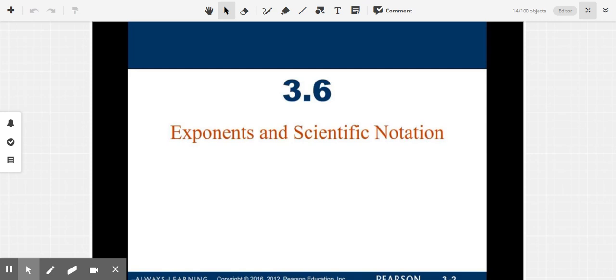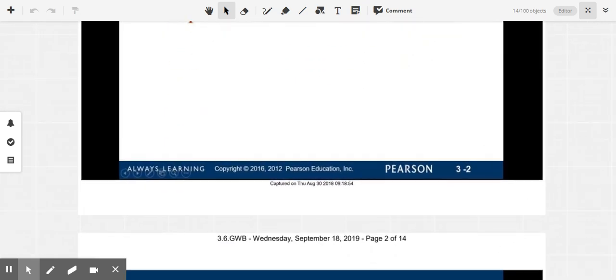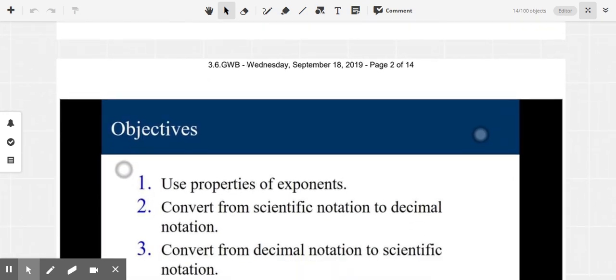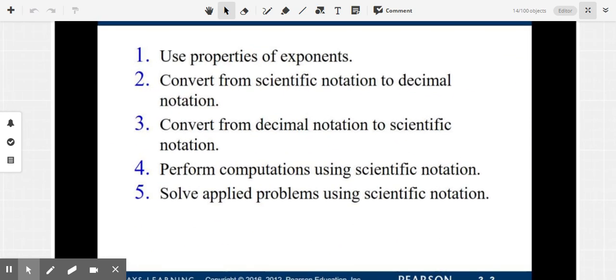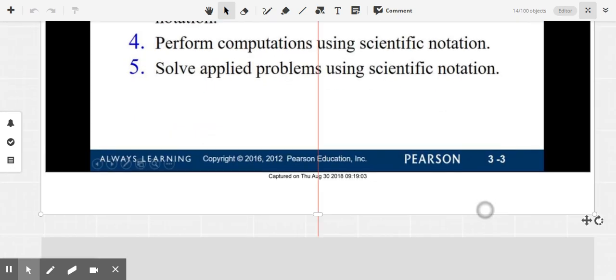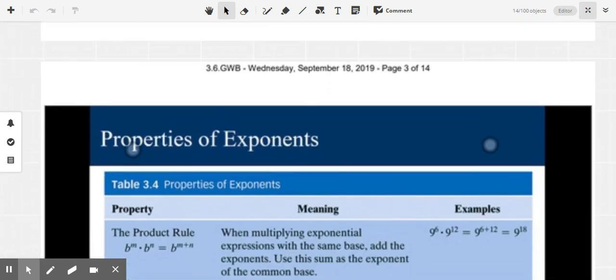So we are going to look at exponents and scientific notation. Specifically, we're going to go over the properties of exponents, which is probably the hardest part of what we're doing today. And then we're going to look at scientific notation and go from scientific notation to decimal notation and back the other way. And then we're going to perform computations, which is basically these calculators handle scientific notation. So you'll be just putting stuff into the calculator, basically. So let's get talking about exponents.